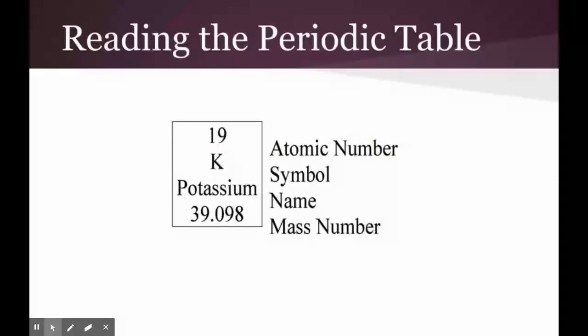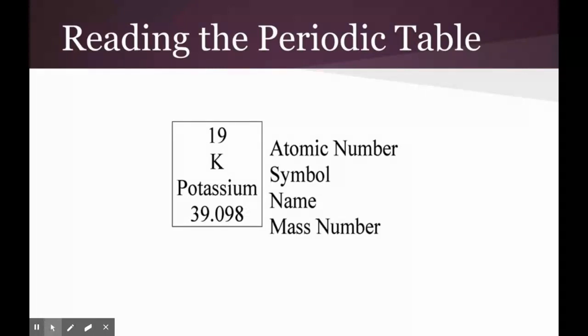So we're going to start with some basics on how to read the periodic table. Here we have one tile from the periodic table and the information that it will contain. Each periodic table may contain slightly different information depending on its intended purpose, but each should have at least these four basic pieces of information.